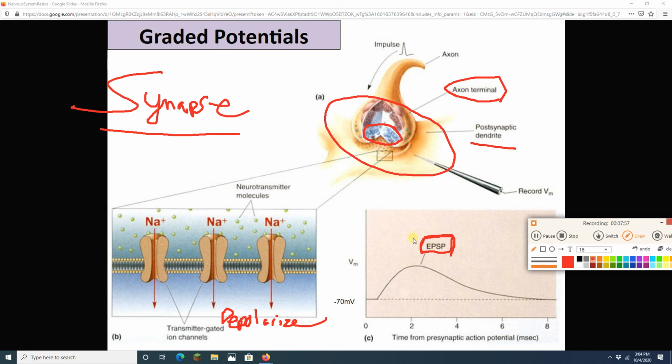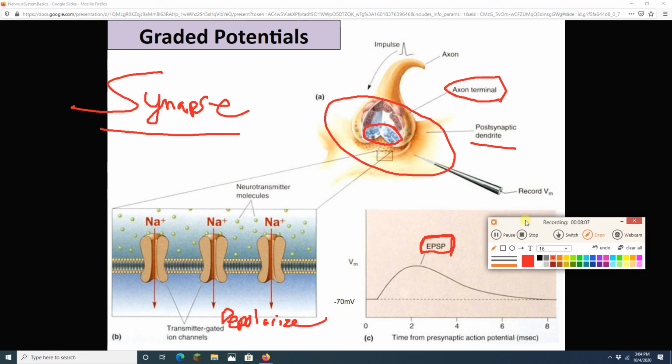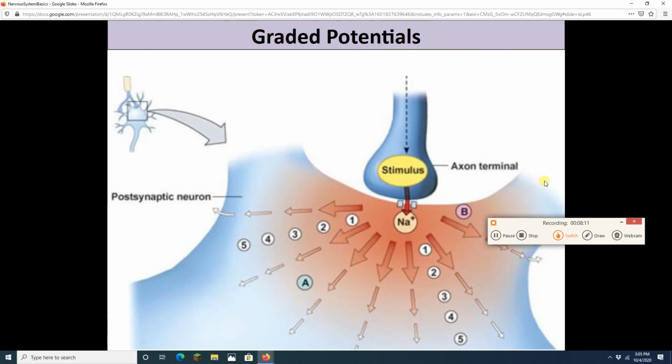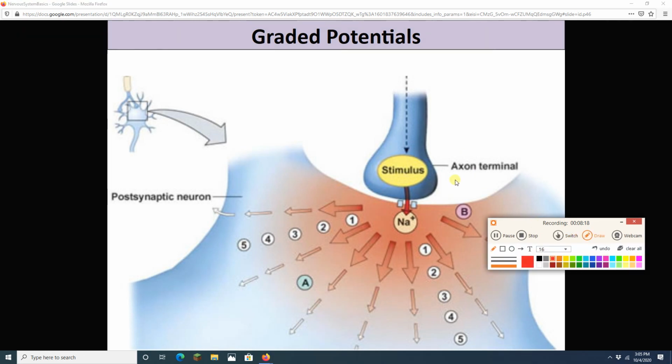We've kind of gone over this before, but what we haven't gone over yet is how this depolarization is then going to travel. And that is what a graded potential is. So, another version, same idea here, okay? I got an axon terminal of a presynaptic neuron. It is going to release neurotransmitters.